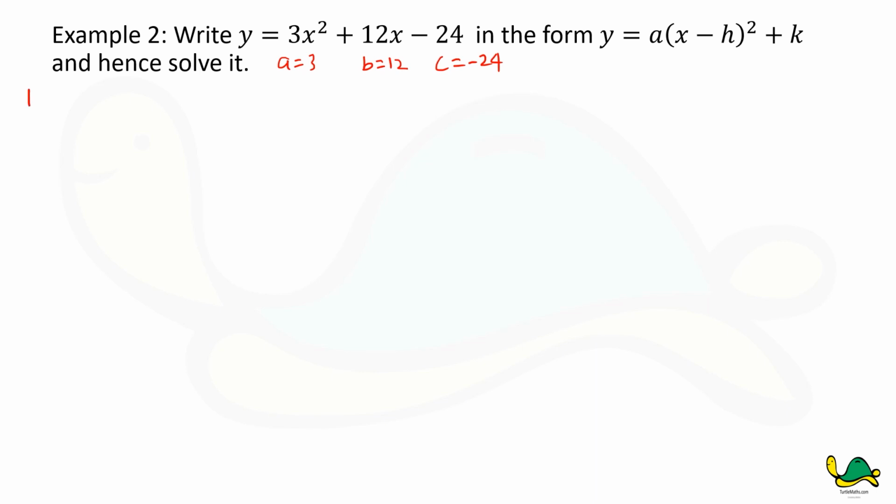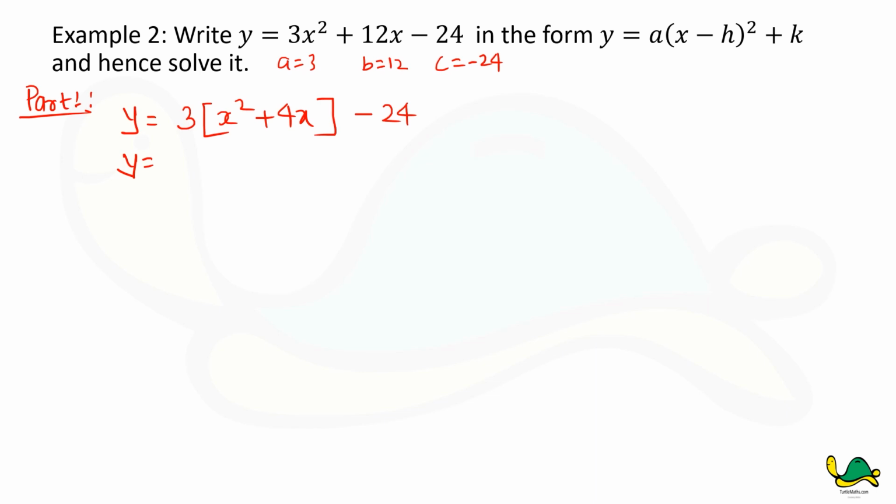So let's just start with our part 1, where we are going to write it in the vertex form. So we will write it as y equal to, take out 3 outside. So you will have 3(x square plus 4x) from a and b. We will factorize a and b, and we will leave c as it is, which is minus 24. Then you can apply completing the square.